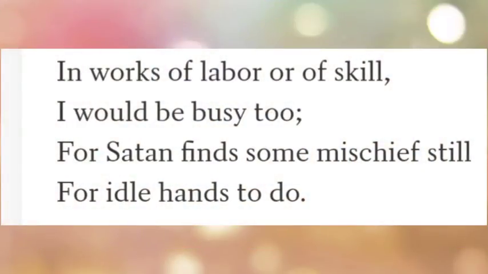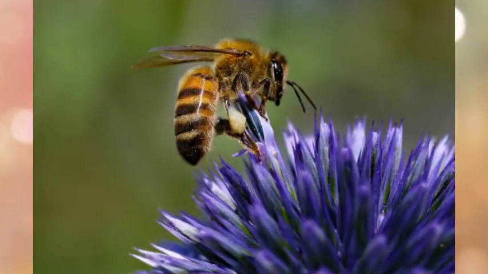Now let us move on to the third stanza. In works of labor or of skill, I would be busy too, for Satan finds some mischief still for idle hands to do. The poet says he wants to be like the bee. Why?